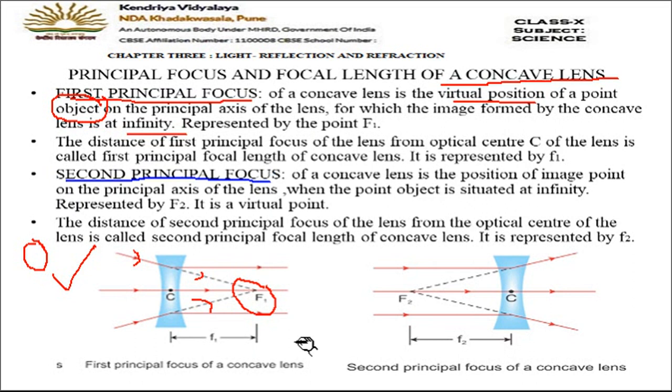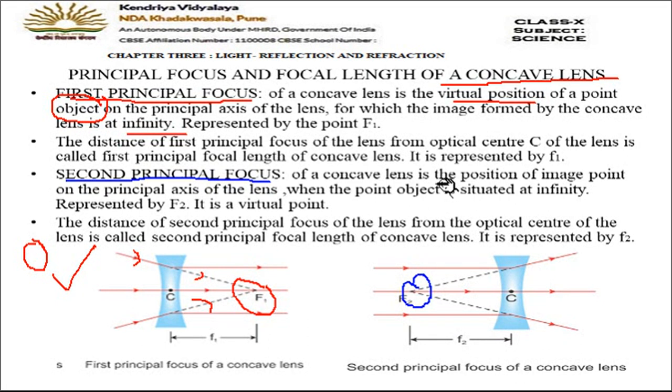In the case of the second principal focus, you can see that the rays which are coming towards the lens are parallel. Earlier they were oblique, and after refraction they became parallel. But now what is the case? The rays coming in are parallel to the principal axis, and after getting refracted they diverge. If you back trace these refracted rays, they appear to have met at one point. So how will we define it now?